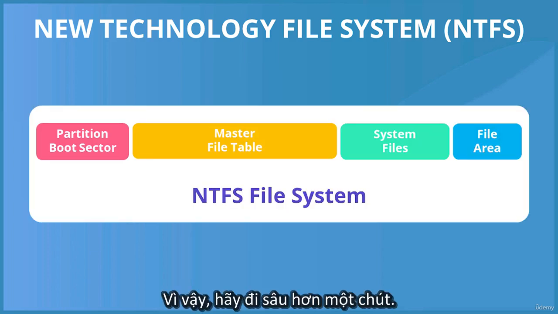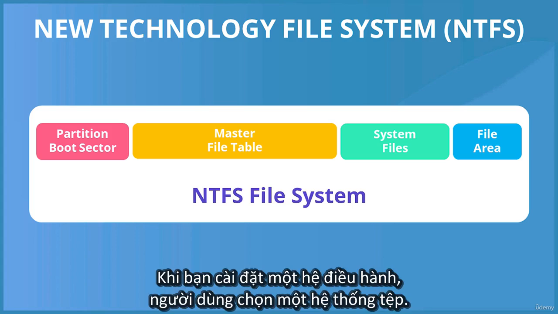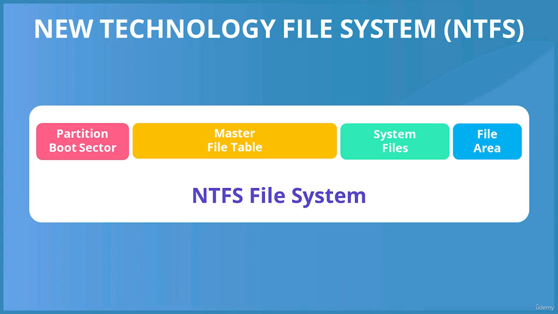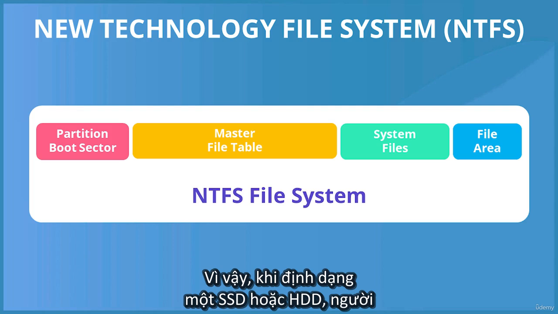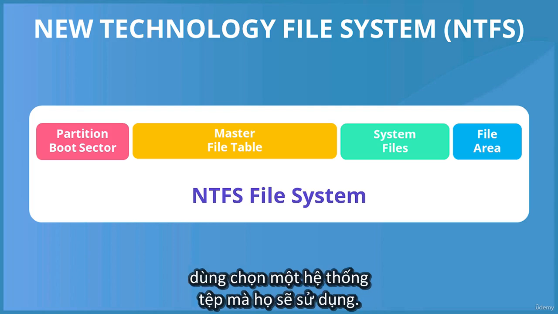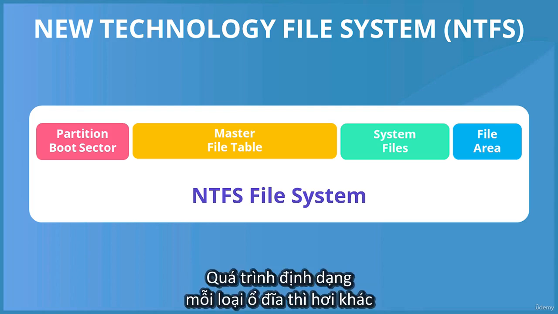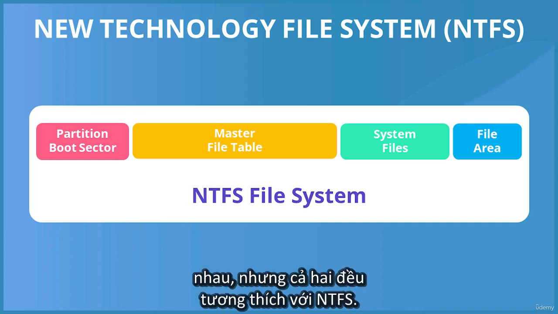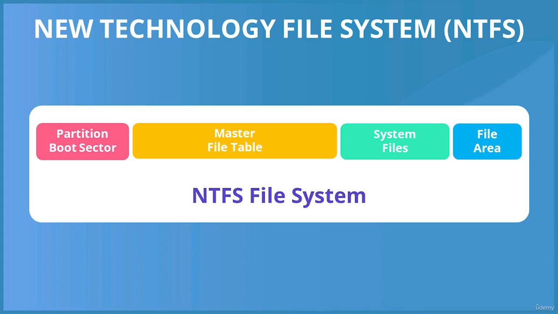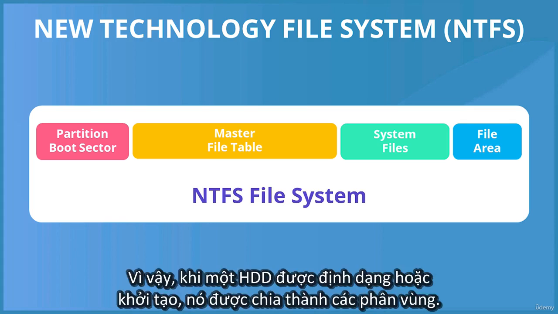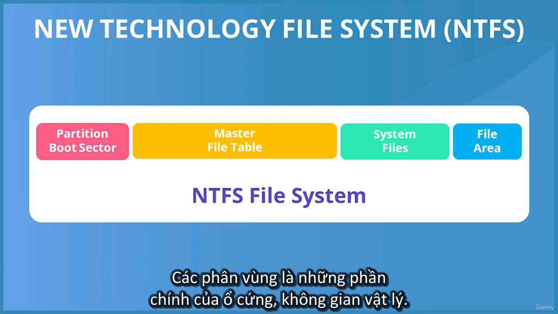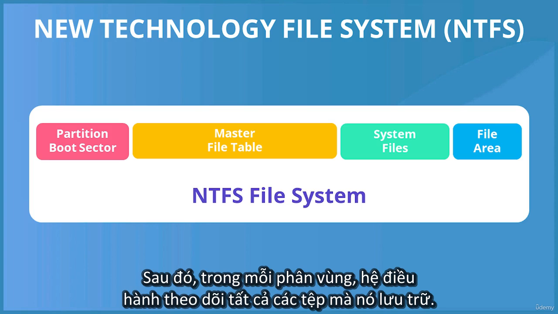So let's dig in a little further. When you're installing an OS, the user chooses a file system. So when formatting an SSD or an HDD, users choose the file system that they're going to use. The process of formatting each type of drive is slightly different, but both are compatible with NTFS. So when an HDD is formatted or initialized, it's divided into partitions. Partitions are those major divisions of the hard drive's physical space. Then within each partition, the OS keeps track of all the files it stores.